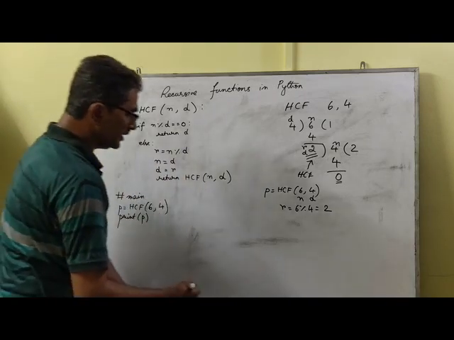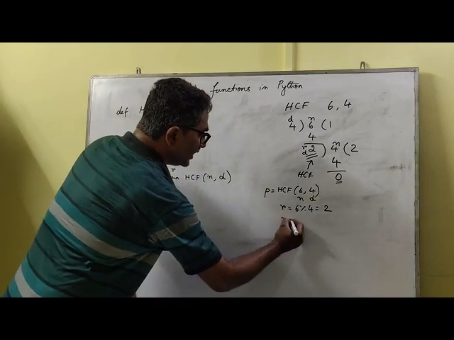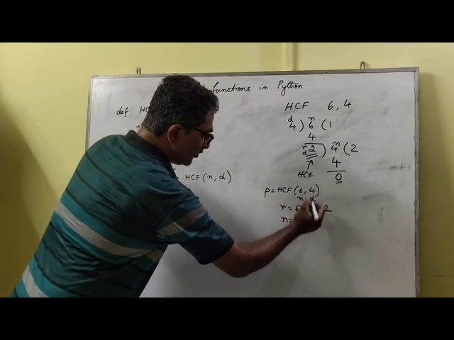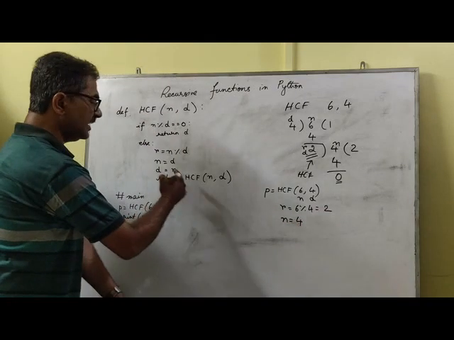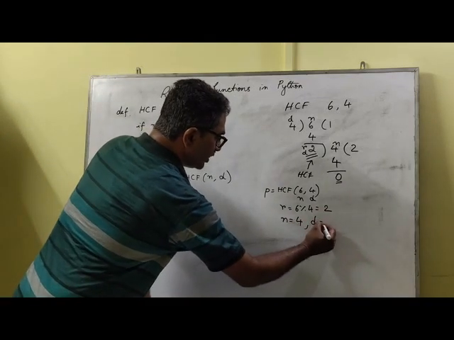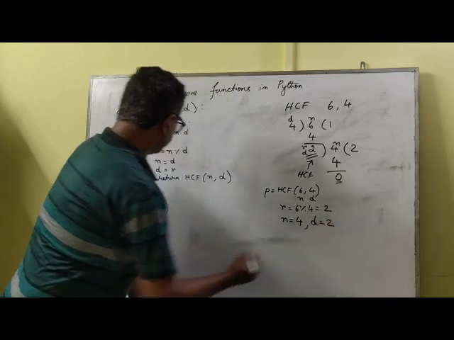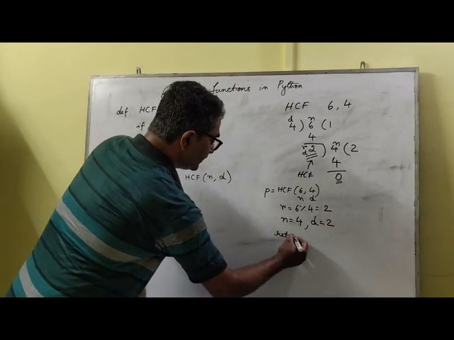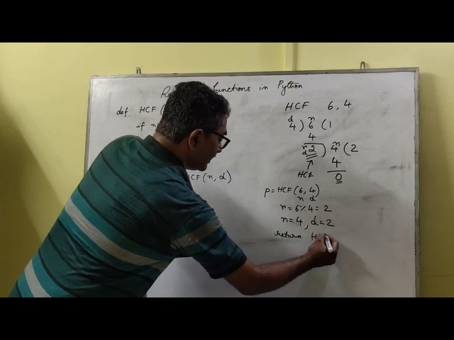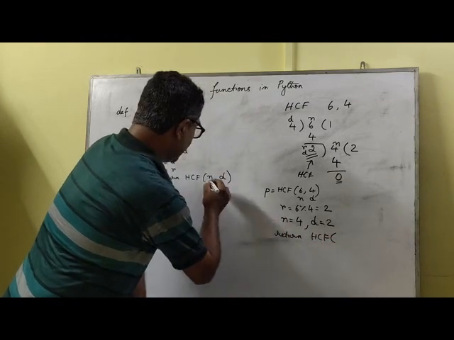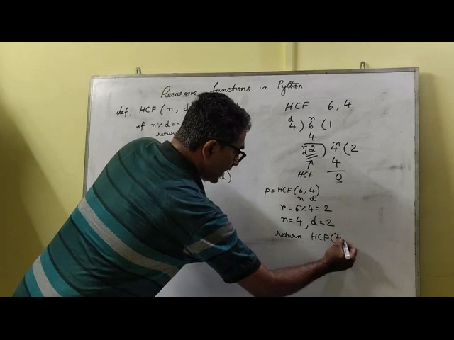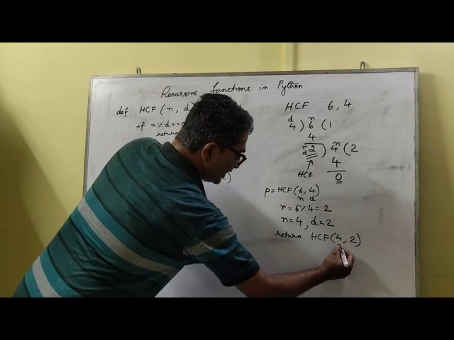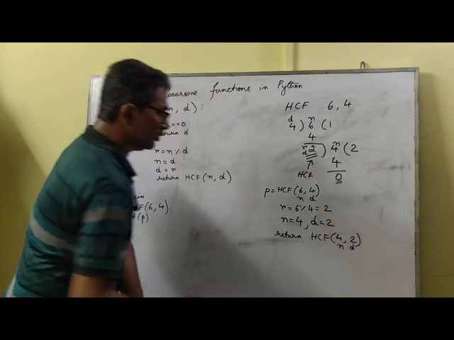n equal to d. And what was d? 4. And d equal to r, and r was 2. And once again, I make a call, return HCF n comma d. So n is 4 and d is 2. So here the value of n is 4 and the value of d is 2.